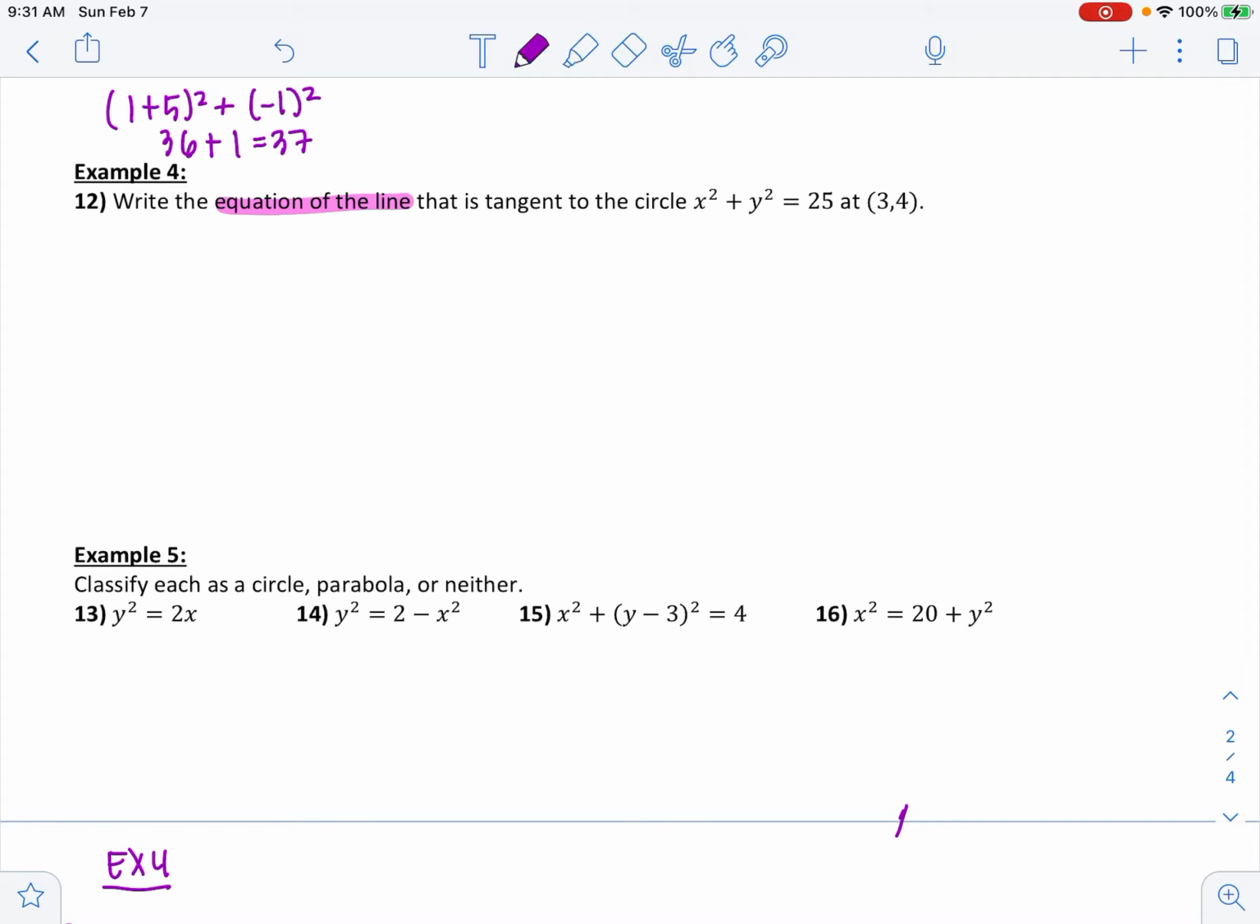the point (3, 4). So first thing that I want to do is I want to say, okay, an equation of a line is y minus y1 equals m times x minus x1. So to write this equation of the line, I need a point on the line. And I need the slope. That's what I'm going to need to find. Plug it in. Boom, I'm done.